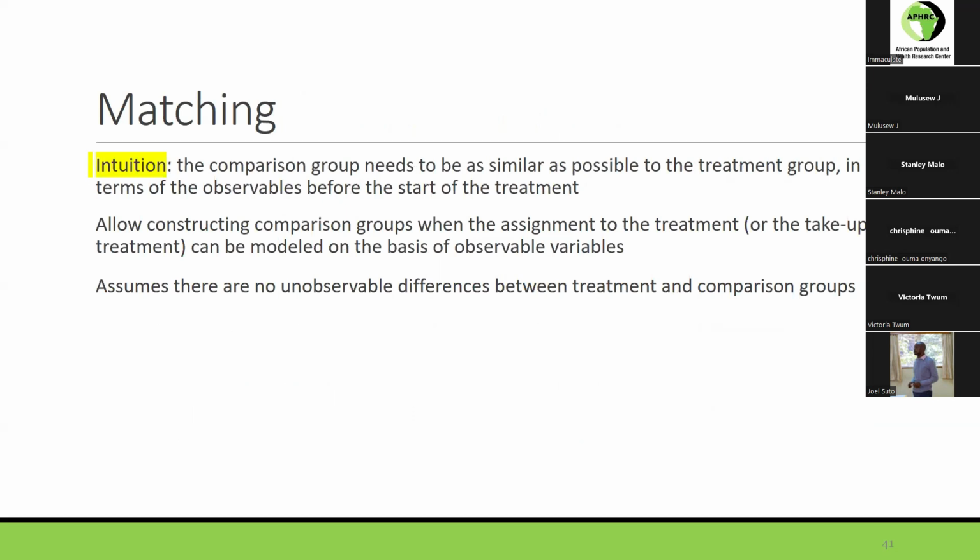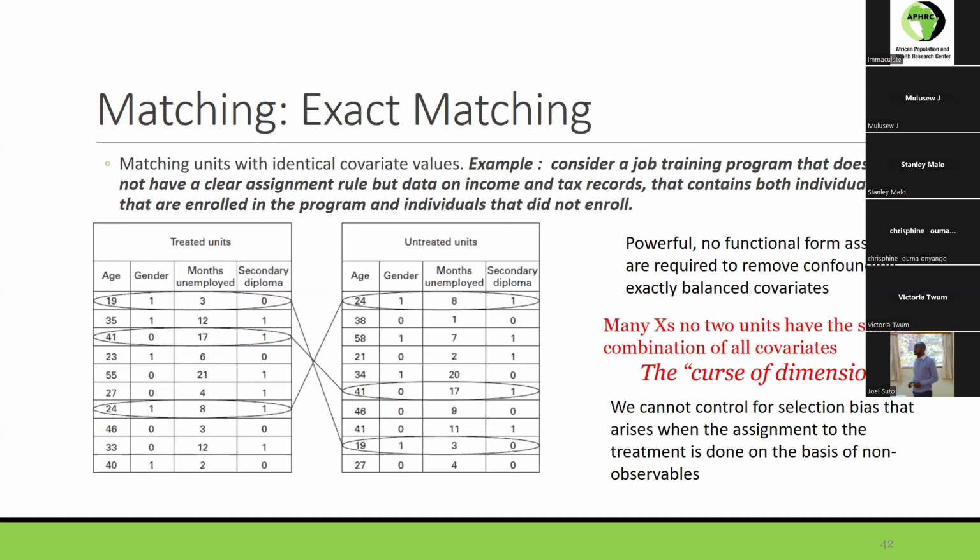So what is the intuition behind matching? What do we want to match? The intuition is about comparing or getting a similar population, whether they are in a treated group or in a control group. The assumption behind matching is to have some similarity between those groups. It allows constructing a comparison group when the assignment to the treatment can be modeled on the basis of observables. It assumes there is no unobservable, as I said.